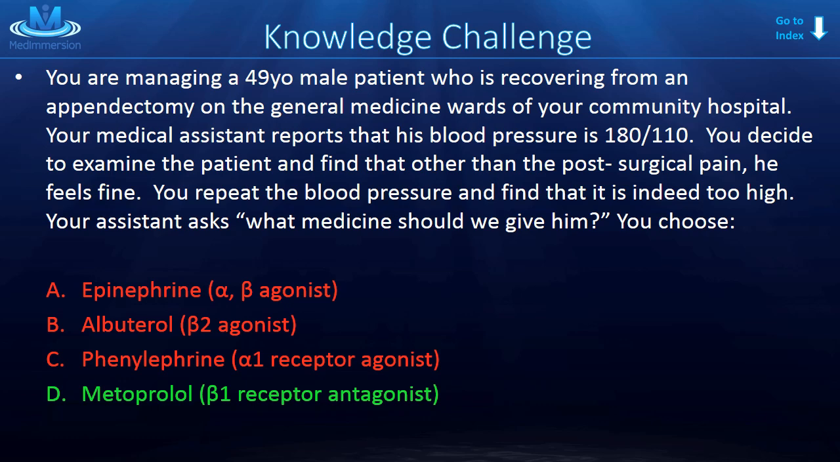Lastly, what about phenylephrine? Well, one of the uses of phenylephrine is actually as a pressor. So that would, again, increase his blood pressure by clamping down on the peripheral vasculature. And that would be the wrong choice. So if you chose D, metoprolol, awesome. Good job.